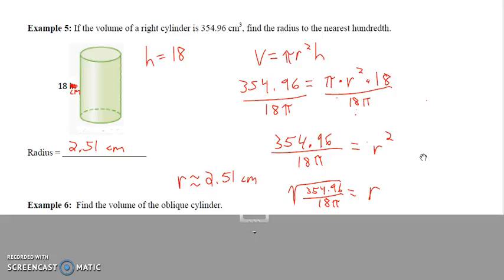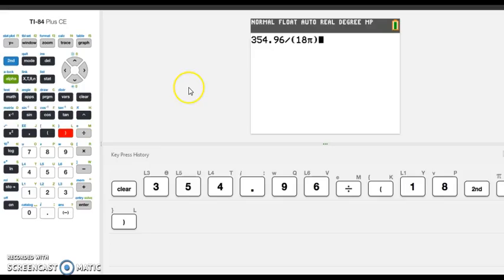So you would go 354.96 divide parenthesis 18 pi parenthesis enter. Check and see if you ultimately get the same answer as me. But anyway, what I do is I divide this by 18 pi and I have an answer in my calculator saved that's not rounded. Okay, so then I would take the square root of the answer, and that will allow you to only have to round once. So I'm going to show you what that would look like.